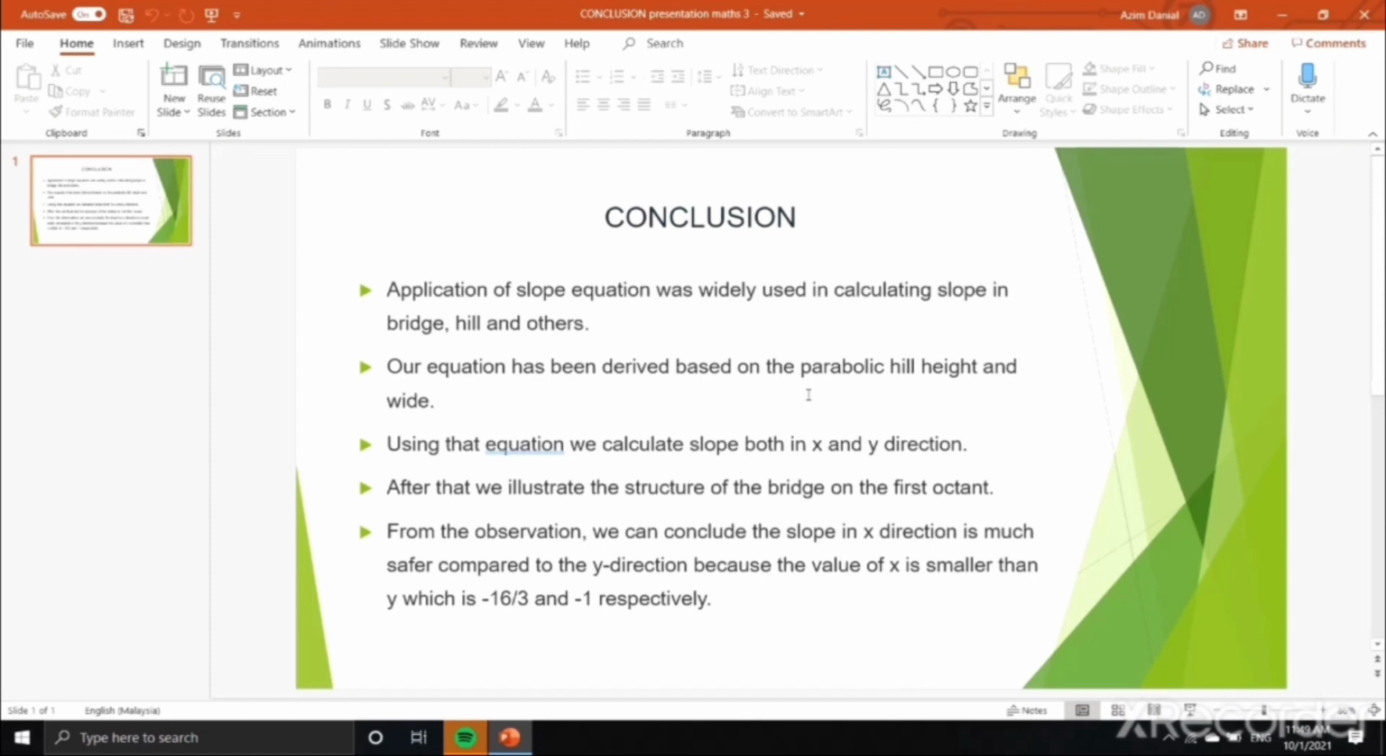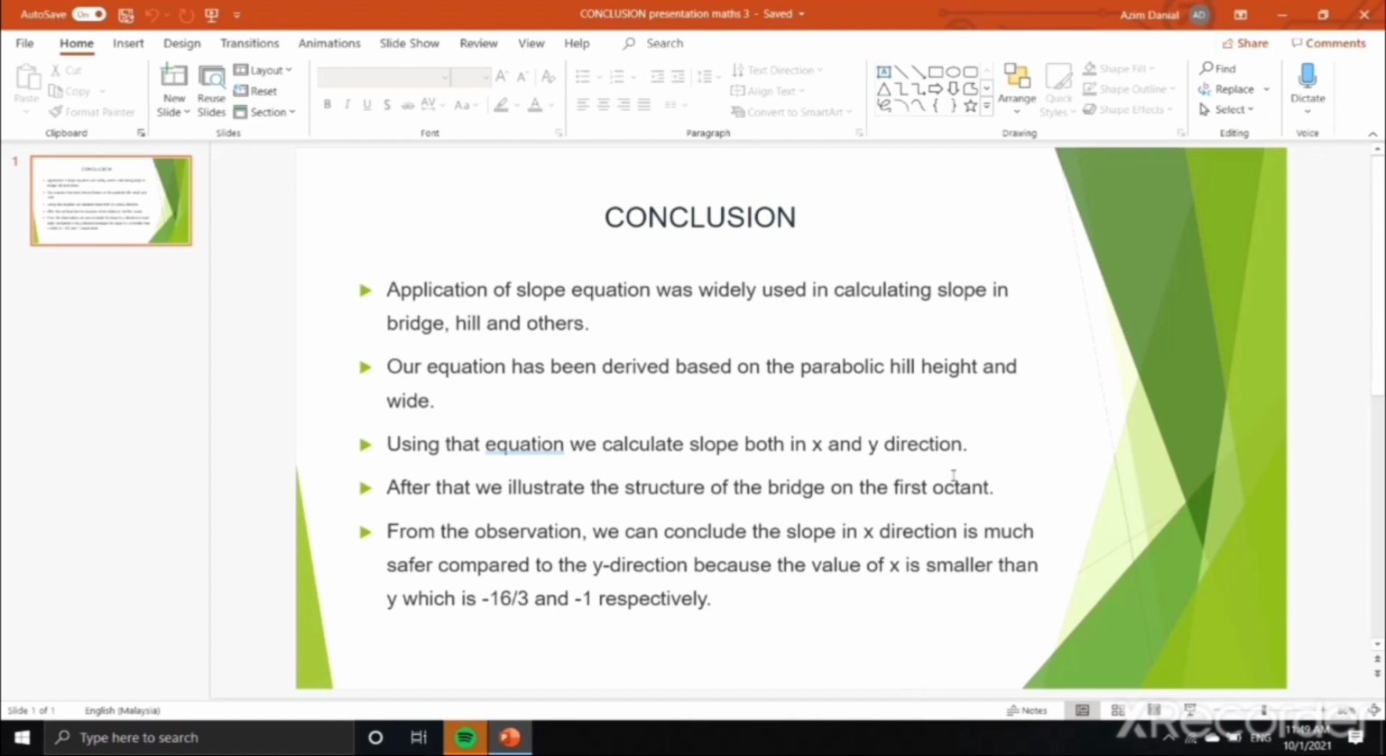Then we calculate the coefficient a. So after getting a, we complete the equation that we need. Using the equation, we calculate the slope in both the x and y directions using the partial derivative method. And after that, we illustrated the structure of the bridge in the first octant.